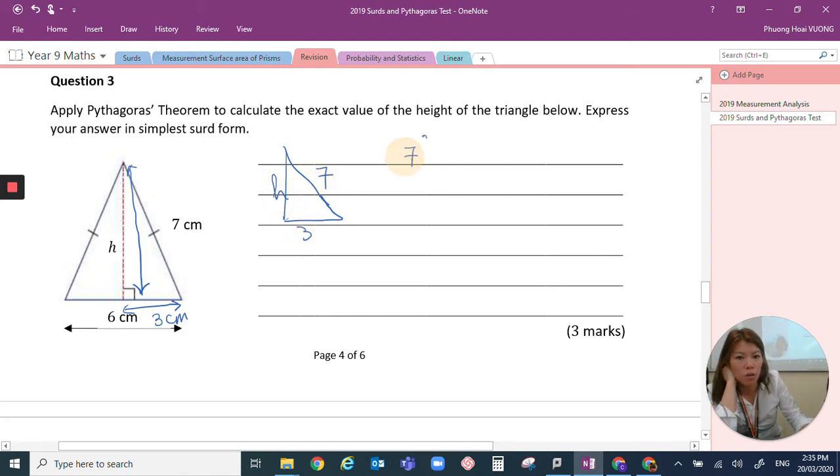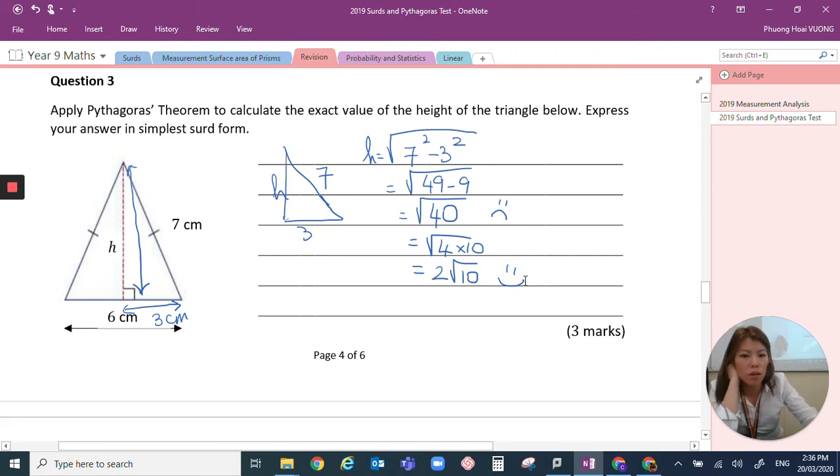So 7 squared minus 3 squared, and don't forget to have the big giant square root. We have the square root of 49 minus 9 is equal to the square root of 40. Please don't leave your answer like this. Keep going. Square root of 4 times 10, and we have 2 square root of 10 to get full marks. Always simplify.